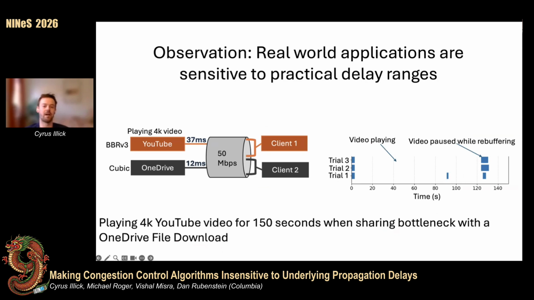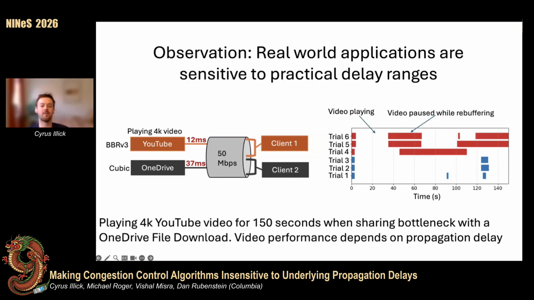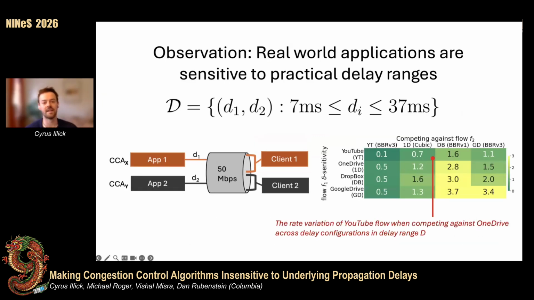Here we are showing the time a 4K YouTube video stalls when sharing a 50 megabit per second bottleneck with a OneDrive file download, where we repeat this over 3 trials where the YouTube flow has 37 milliseconds of propagation delay and the OneDrive flow has 12 milliseconds of propagation delay. And we observed that the stall time of the YouTube video increases a lot when the propagation delays are switched, where the YouTube video has 12 milliseconds of propagation delay and the OneDrive file download has 37 milliseconds of propagation delay.